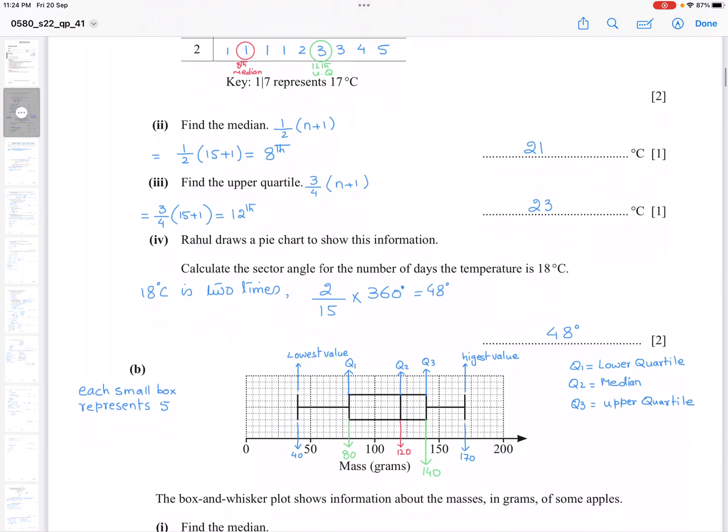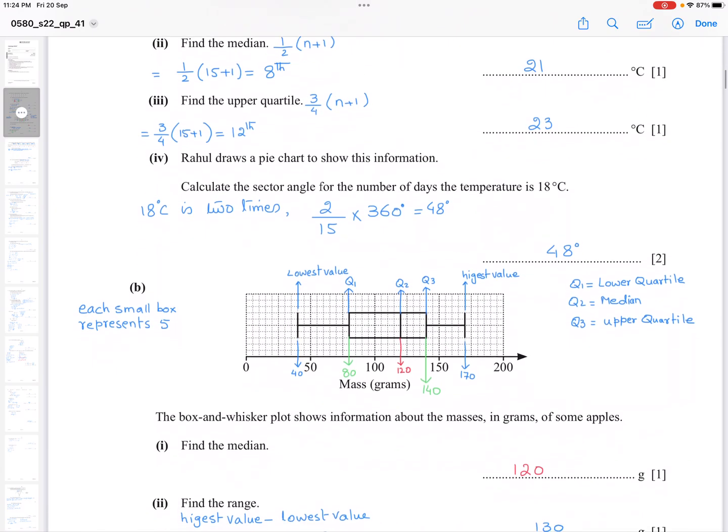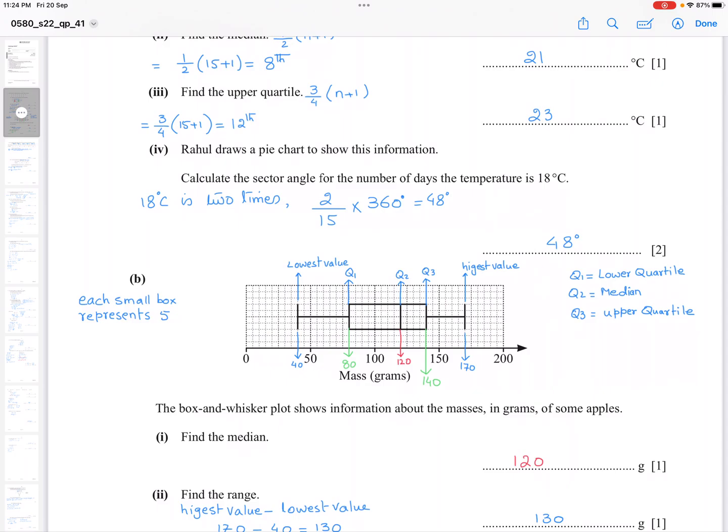In the B part, a box and whisker plot has been made for you. So he says in part 1, find the median. So I first mark all the points on the box and whisker plot. The lowest value is 40. Each small box represents 5 units. The highest value is 170.